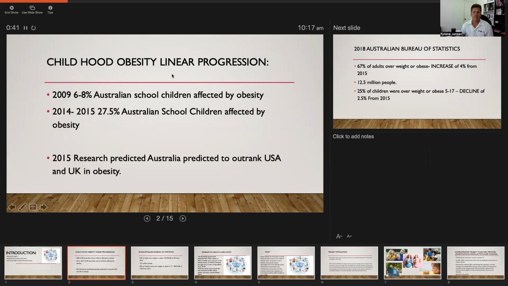Now, childhood obesity in a linear progression. In 2009, 6.8% of Australian school children were affected by obesity. In 2014 to 2015, 27.5% of Australian school children were affected by obesity. And 2015 research predicted that Australia is going to outrank the USA and UK in obesity levels.